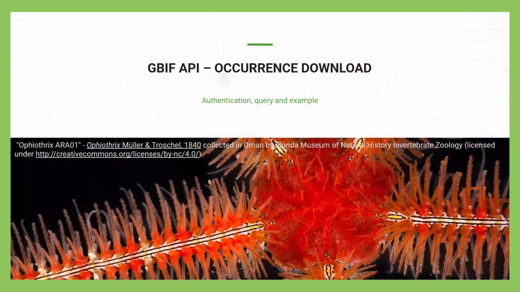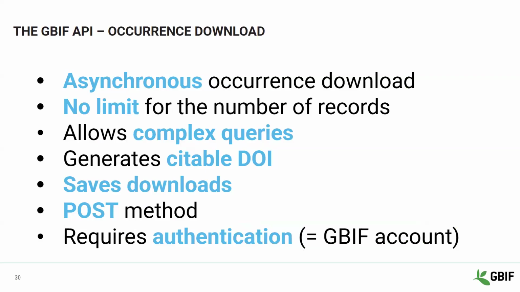So now that we understand how these things work, let's get into a little more detail. This is pagination, where we are going through pages. But if you want to do it asynchronously, if you don't want any limit and you want to get bulk data, then you have to use the occurrence download API. This also allows you more complex queries.